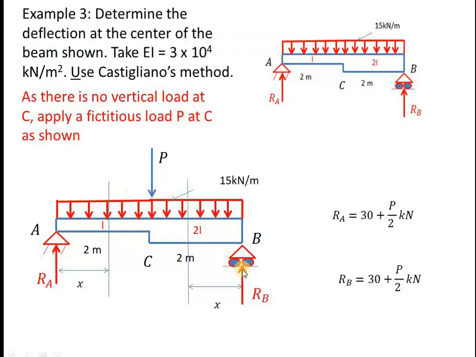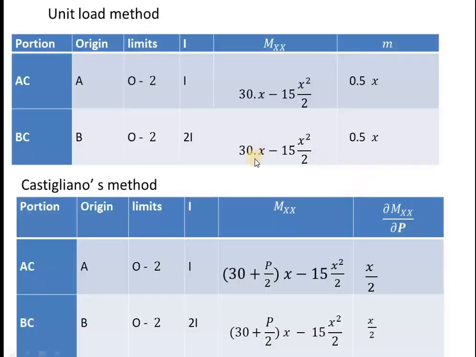Similarly now, for BC, it is RB, again 30 plus P by 2, it is anti-clockwise, plus 30 plus P by 2 into X minus 15 into X by 2. You can see 30 into X, sorry, I think this is here, 30 plus P by 2 into X minus 15X square by 2. Same term will come here.